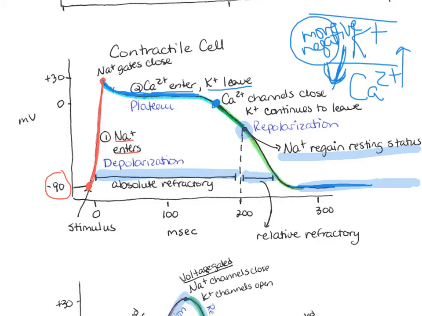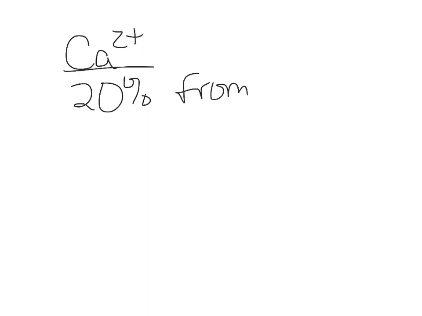So this calcium then that we see here actually comes from two different places. Okay, so first of all, calcium. It's a big deal with the heart. The calcium is going to come, 20% of it comes from the extracellular fluid, right? Those calcium gates open up. On the contractile cells, calcium comes into the cell from the extracellular fluid, and that starts the plateau, right? 20% is going to come from the extracellular fluid.